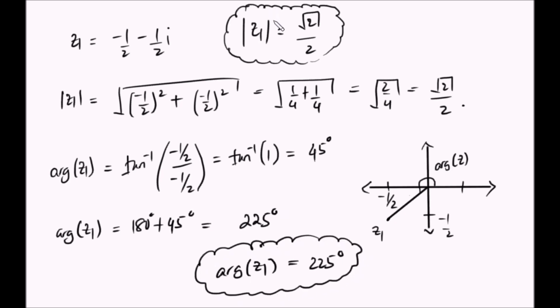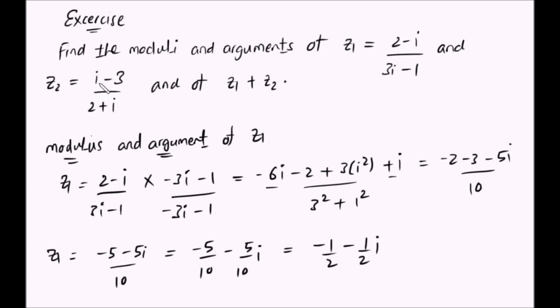And on top here we have the modulus of z1, which is the square root of 2 over 2. So that was z1. Now we also have to find the modulus and argument of z2. What was z2 again? So this is z2 here, i minus 3 over 2 plus i. Let's do that one. So z2 is i minus 3 over 2 plus i.